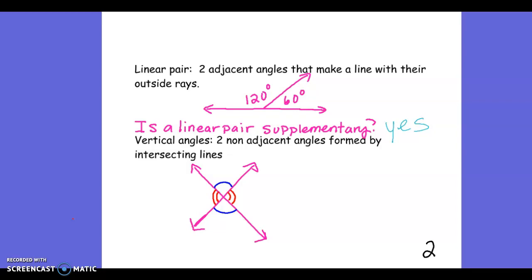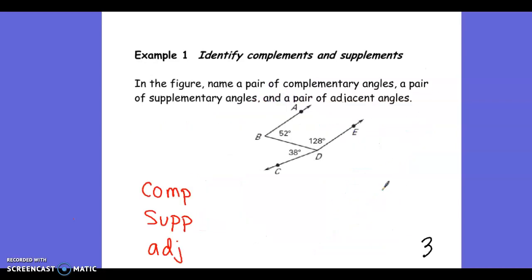Okay, so vertical angles. Two non-adjacent angles that are formed by intersecting lines. You can draw two intersecting lines, and these angles are not adjacent, so they're opposite each other. Those are vertical angles, and here's your second pair. Vertical angles actually means they're congruent. Those two angles are congruent, and those two angles are congruent. That's going to become useful. So let's see if we can practice.